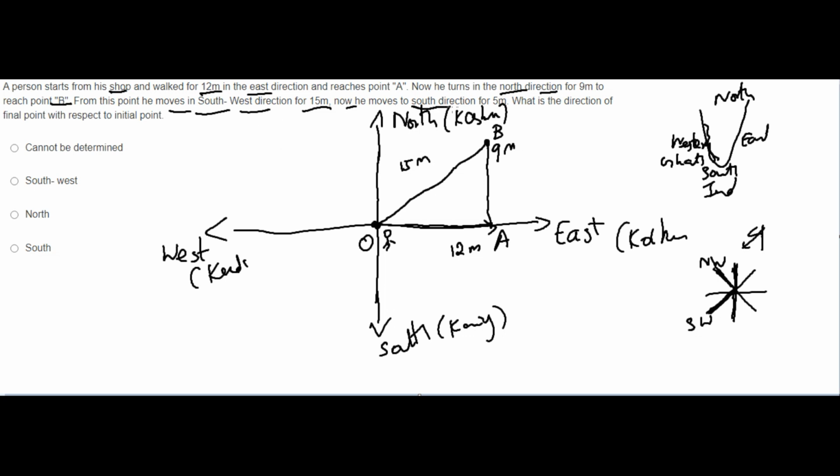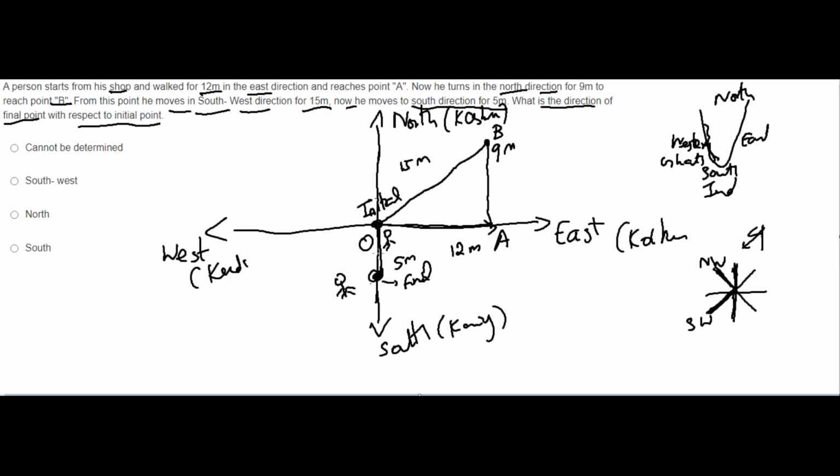Now what does he do? He moves towards the south direction for 5 meters. From there he is moving south for 5 meters. Now he is at this point. What is the direction of the final point with respect to the initial point? From this initial point, what is the final point? You take this one as the initial point, and this point is the final point.